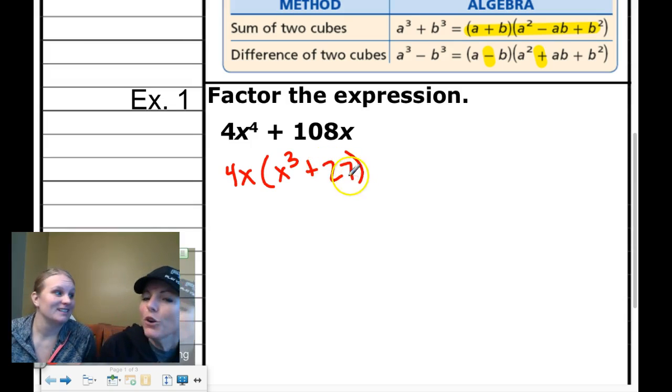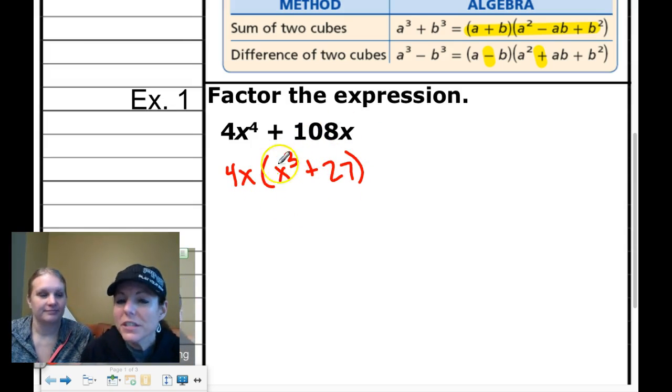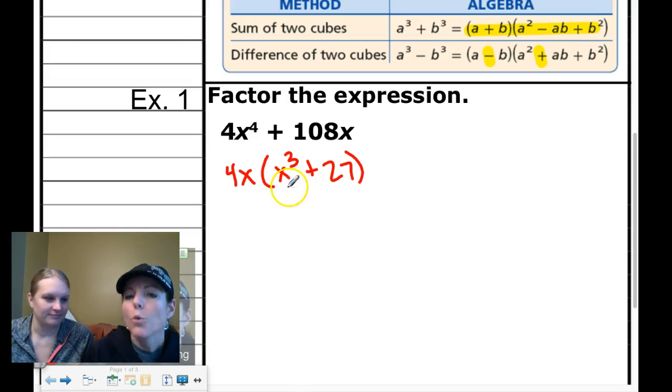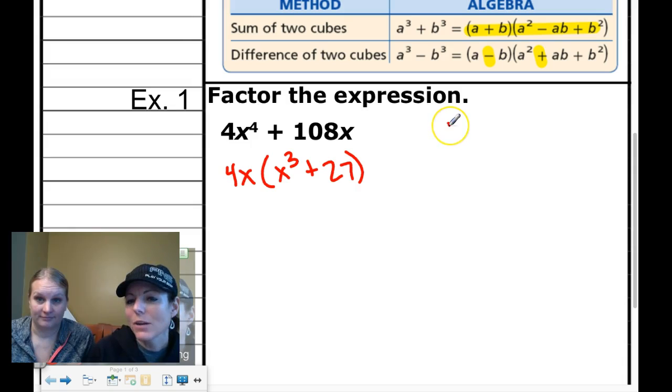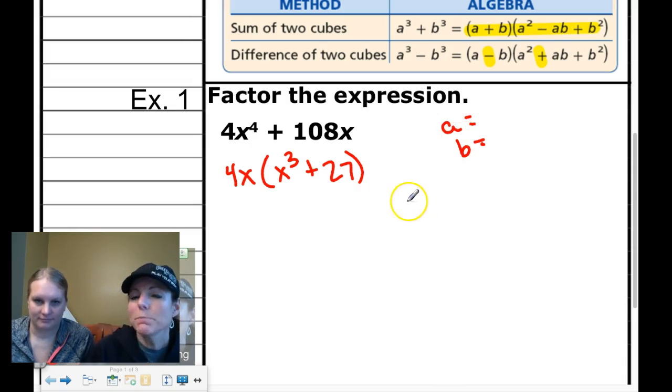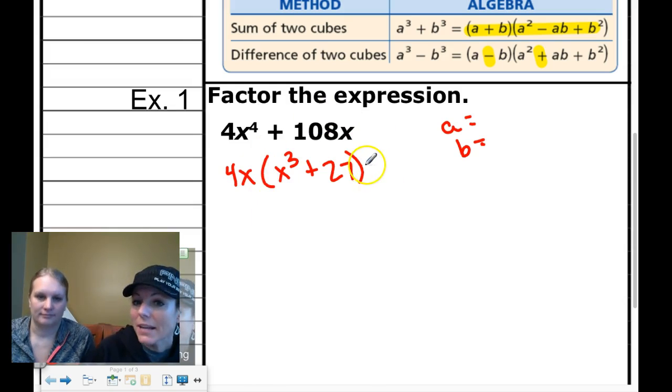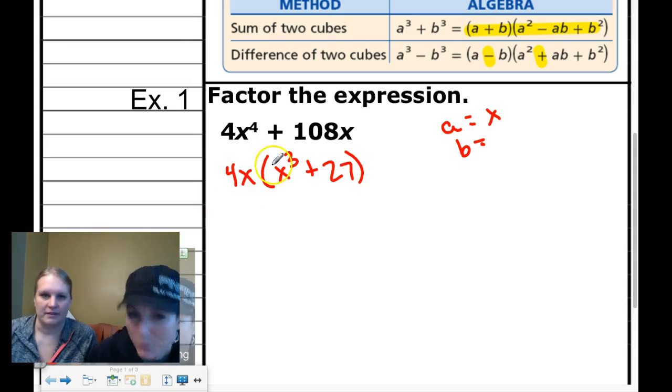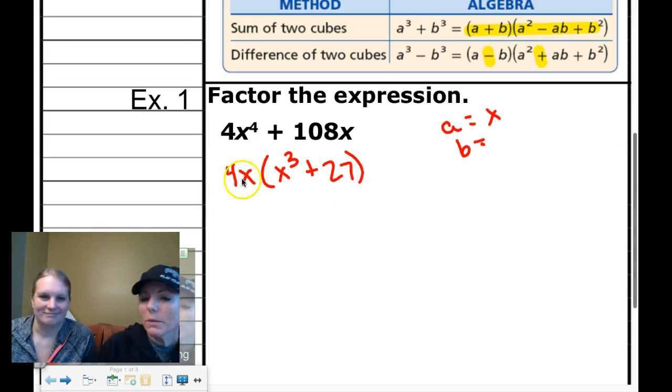Now notice something right away. The 4x is just going to hang out for the ride right now. With x cubed plus 27, this is where students struggle. We have to find an a and a b. So over to the side, let's write a equals and b equals. A is what is being cubed, just x. Now b, all I see is 27. So guess what students want to do? They want to write 27.